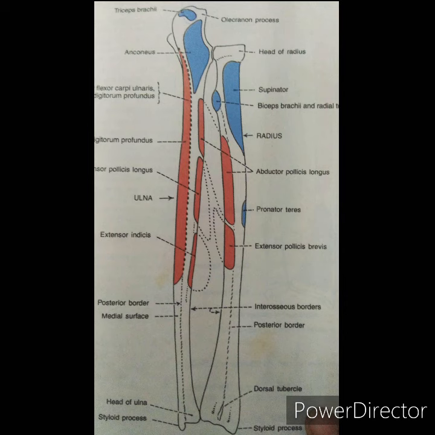The flexor carpi ulnaris arises from the medial side of the olecranon process and from the posterior border. The extensor carpi ulnaris arises from the posterior border. The anconeus is inserted into the lateral aspect of the olecranon process and the upper one-fourth of the posterior surface. The lateral part of the posterior surface gives origin from above downwards to the abductor pollicis longus, the extensor pollicis longus and the extensor indicis.